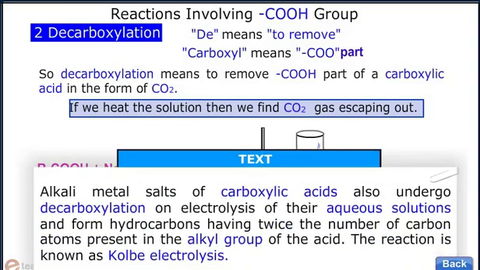Alkali metal salts of carboxylic acids also undergo decarboxylation on electrolysis of their aqueous solutions and form hydrocarbons having twice the number of carbon atoms present in the alkyl group of the acid. The reaction is known as Kolbe electrolysis.